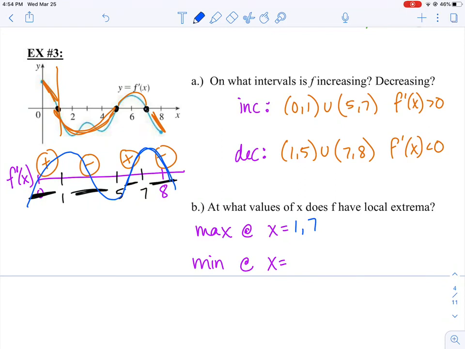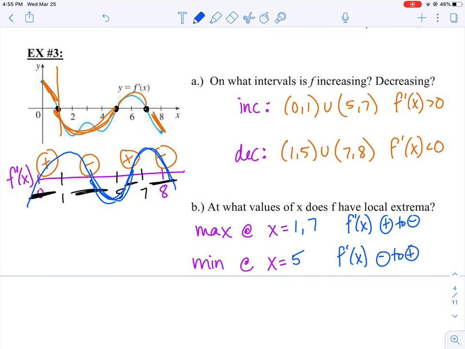And on this question, it didn't ask me for a point, it just asked me for the specific x values. So I can just say x equals 1 and x equals 7. I know that there are relative maximums there because the derivative changes from positive to negative. Where do I have relative minimums then? Well, it looks like I have relative minimums when my derivative changes from negative to positive, and to me that happens right here at x equals 5. When the derivative changes from negative to positive, I know that I have a relative minimum.